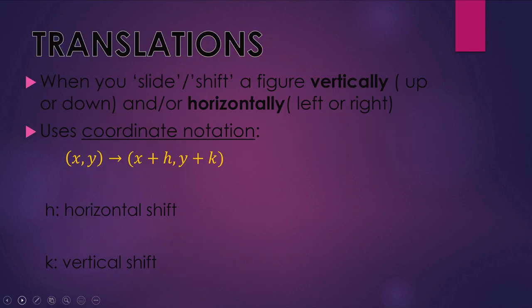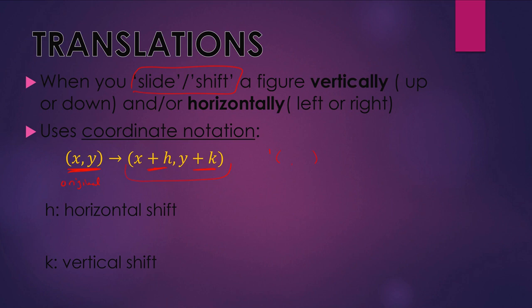So let's talk about what a translation is. A translation, think of it kind of like a slide or a shift of a figure, and you can move it up, down, left, right. So up, down is what we call vertically, left, right is what we call horizontally. The notation that we use for translations is what we call coordinate notation. They're always going to start with this, which is kind of like your original, right? And then here's telling you what you're going to do to produce your new image. So essentially this right here is your translation or the transformation, and that's going to produce your new image, which you call prime.